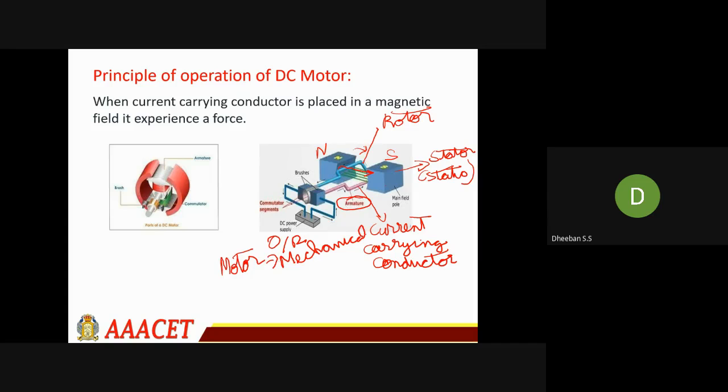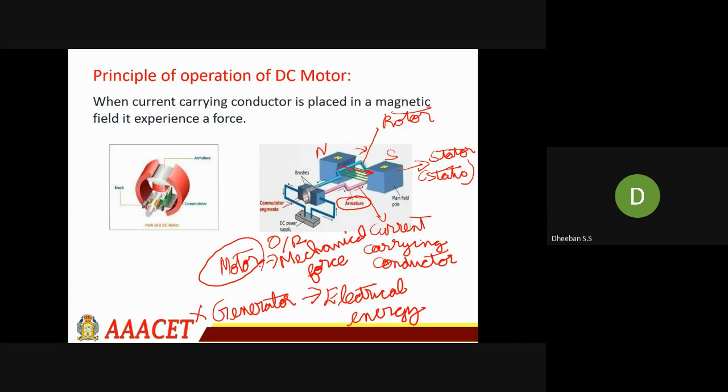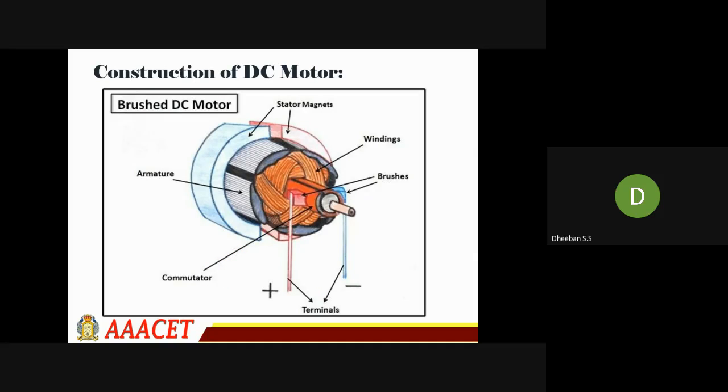At the same time, in case of your generator, your output will be electrical energy. In all the electric vehicles, we will be making use of only motor, not generator. This is an image showing your brushes and commutator. I'll be explaining about each part. Now we'll be getting into the construction part.